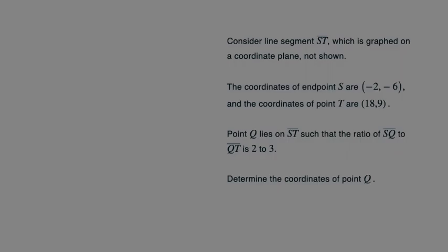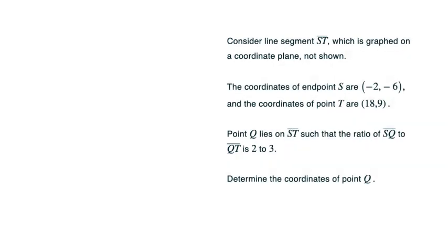And our last example, there is no coordinate plane. Consider line segment ST, which is graphed on a coordinate plane not shown. The coordinates of endpoint S are -2, -6, and the coordinates of point T are 18, 9. Point Q lies on segment ST such that the ratio of SQ to QT is 2:3. Determine the coordinates of point Q.